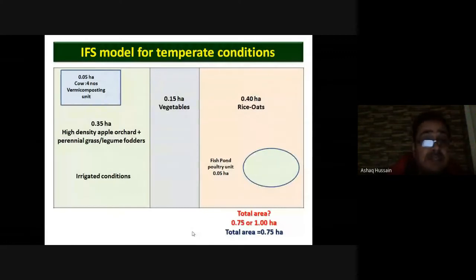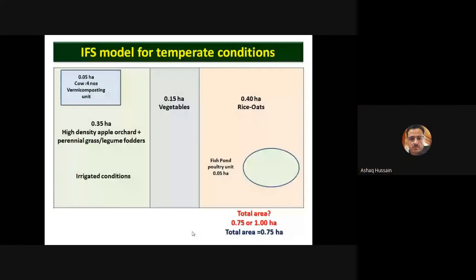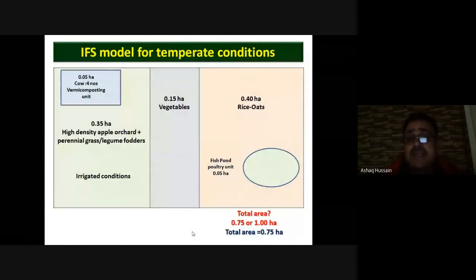Then under irrigated conditions, sufficient amount of fodder can be had from the production of these grasses between the apple trees, not only for the production of vegetables for his own family use, but also production of surplus vegetables for the market. Then 0.40 hectares can be diverted to rice oat system to have sufficient amount of rice production and oat for the animals. And then a fish pond of 0.05 hectare area also can be constructed to have fish production, surplus fish production for the market, and to have sufficient protein for the family himself.